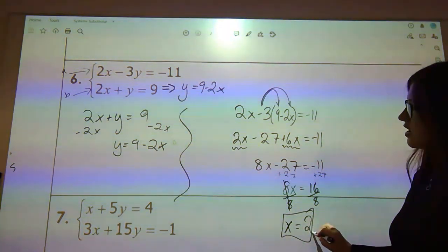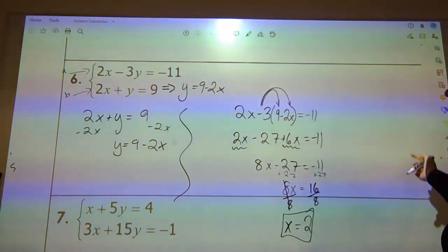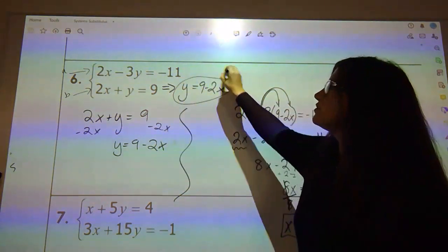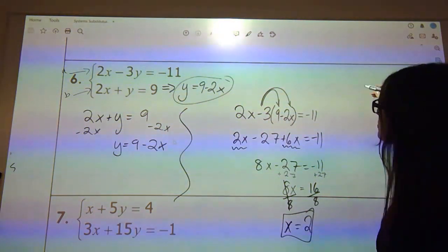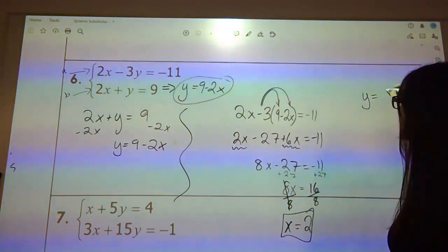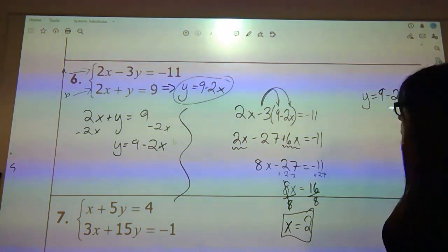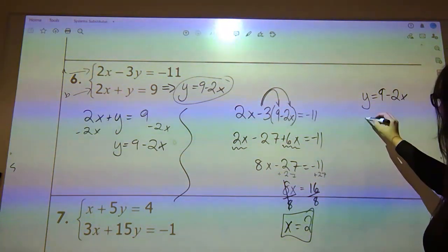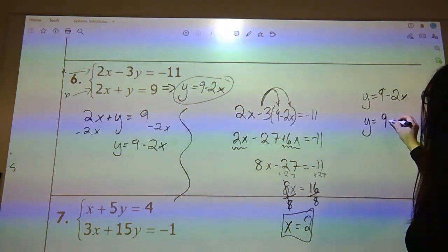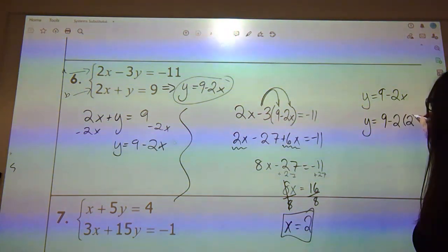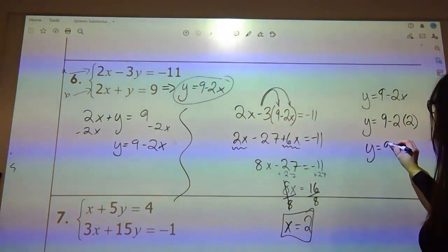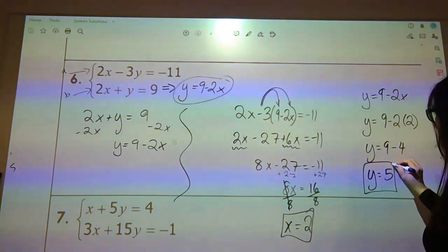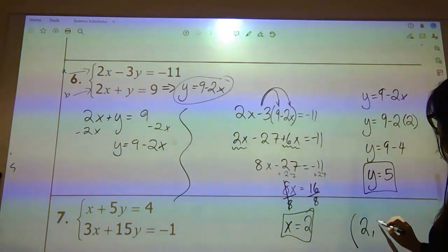So what do we do with this guy? We're going to take it back into that first equation that we used for substitution. Now, like I said, I like to use the new model. We made it look nice and pretty for us, so use it, okay? Try and find ways to make math a little bit easier, right, guys? That's what we need. We need math to be easier. Okay, 2 times 2. So I have y equals 9 minus 4. Y equals 5. So my coordinate is (2, 5).